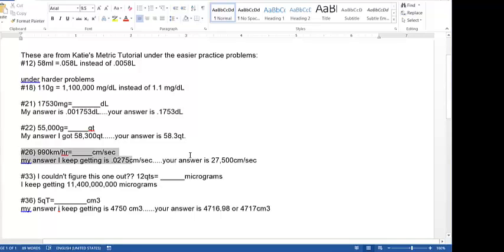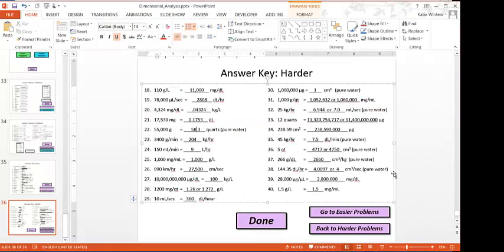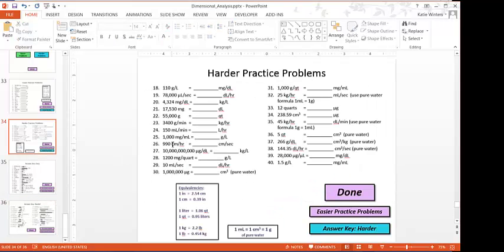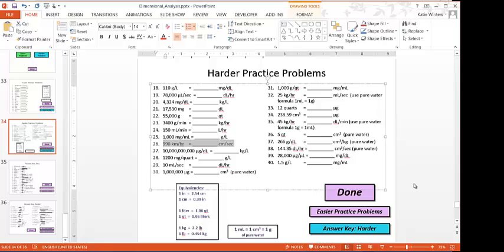Okay, let's take a look at number 26. It says 990 kilometers per hour. How many centimeters per second? Let me make sure that's what it says in PowerPoint. Number 26. 990 kilometers per hour. How many centimeters per second?